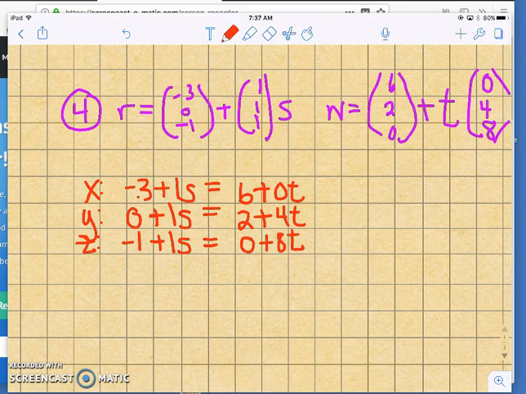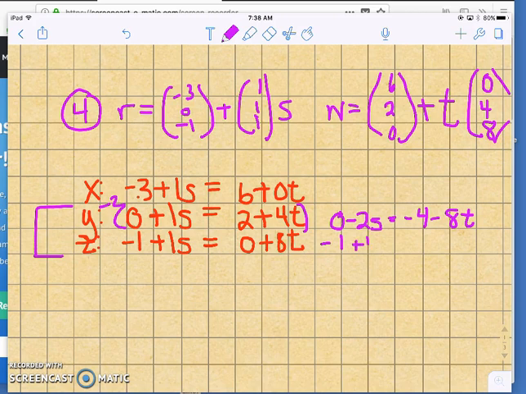And now for elimination, we could choose any of these. We only need to choose two lines. So maybe I'm going to choose y and z. And maybe I want to eliminate the t's. So if this is 8, I could multiply this by negative 2 to make it negative 8. And again, you could eliminate the s's. It really doesn't matter. You'll get the same thing. So we have 0 minus 2s equals negative 4 minus 8t. This bottom one can stay the same, negative 1 plus 1s equals 0 plus 8t.